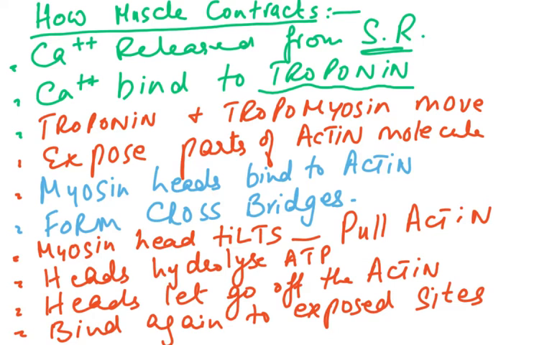Now the myosin, which was the thick, the dark bands, the myosin heads then bind to the actin, and they form a sort of a cross bridge. This is a cross bridge. Myosin heads then tilt and they pull the actin. Then the heads hydrolyze ATP. That's why a lot of ATP is needed for muscle contraction. Then the heads let go of the actin. Then they bind again to the exposed site.